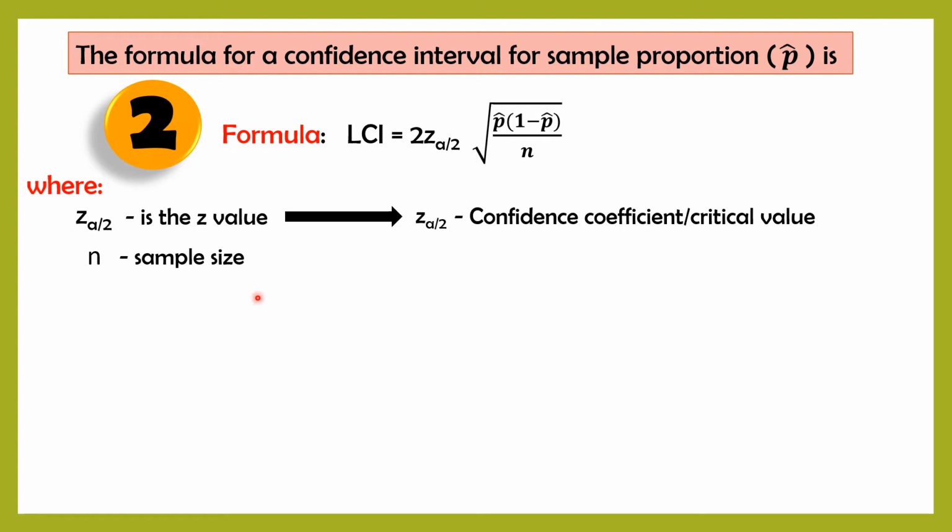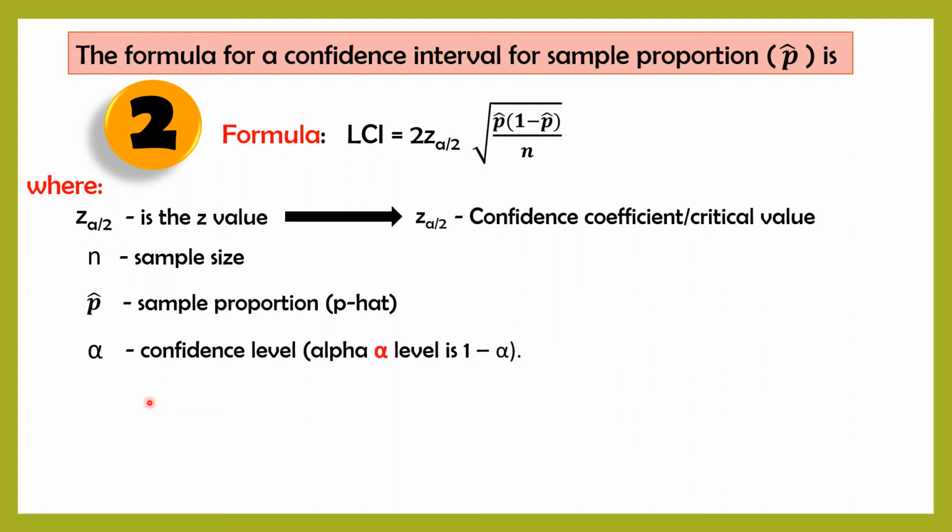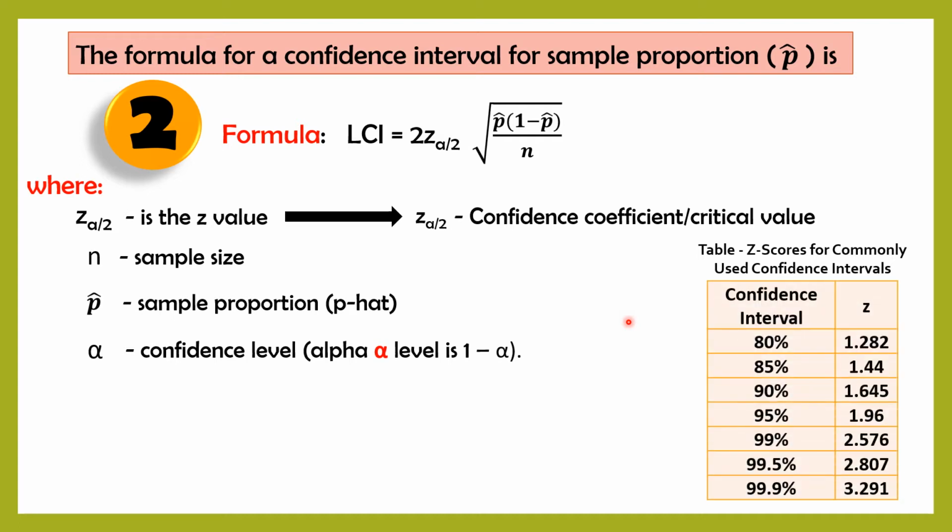Ang N natin is sample size. Ang p-hat natin is sample proportion at ang ating alpha is the confidence level. So, yung alpha natin, that is 1 minus alpha. Then, sa part na to, gagamit tayo ng z-score for commonly used confidence interval. So, these are the 80%, 85%, 90%, 95%, 99%, 99.5%, and 99.9% with the equivalent C value.